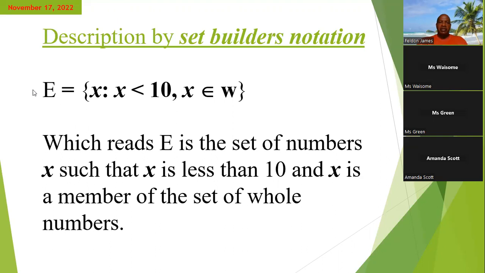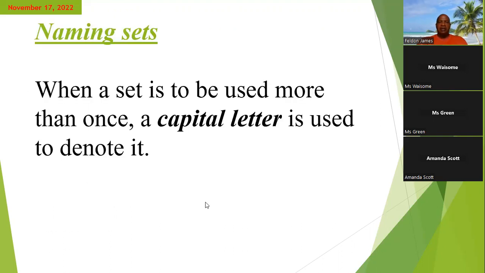All right, moving along. Naming sets. In naming sets, we generally use capital letters to name the set. As you note in the previous description here, we use E, a capital letter E. So this letter E here is the name of the set. When a set is to be used more than once, a capital letter is used to denote it. In other words, we name the set using capital letters.